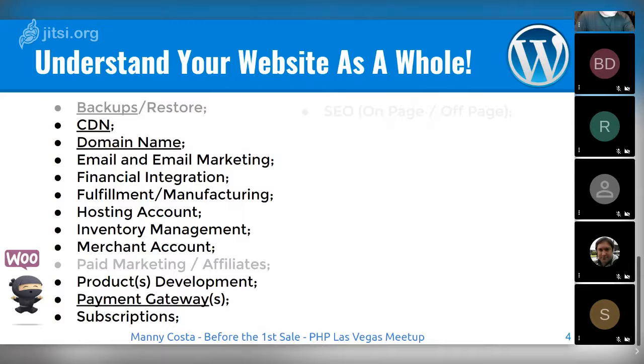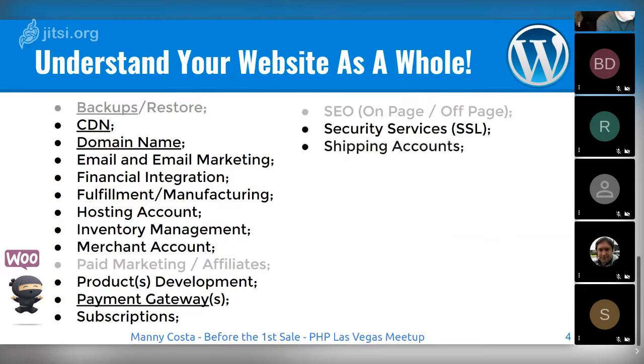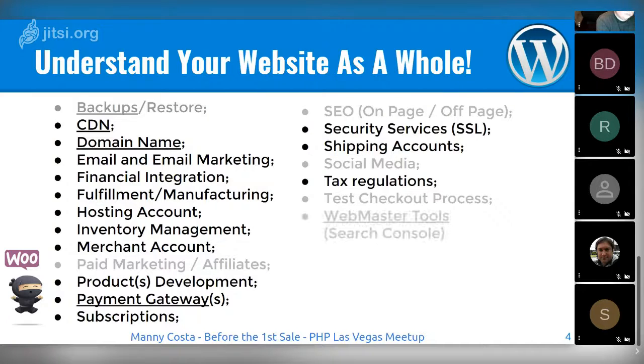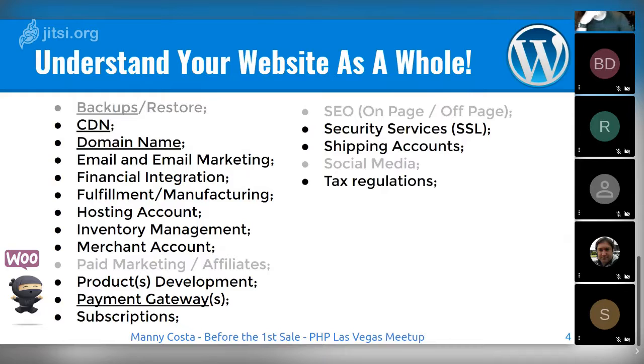If you have subscription products, SEO is very important to know, on page and off page. Security too, because once you are dealing with transactions, you want to make sure everything is safe and secure. Shipping accounts, managed social media, tax regulations. This is actually something that people miss a lot. They forget about the sales tax until it's kind of late. Test the checkout process a lot.